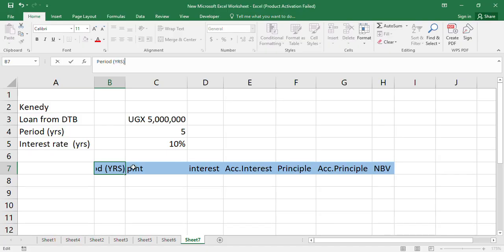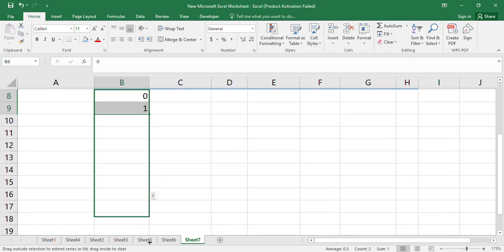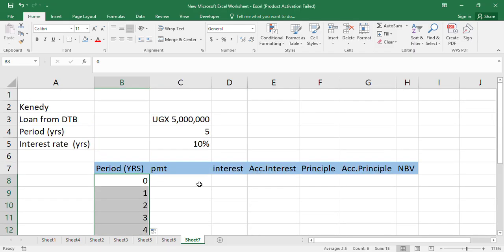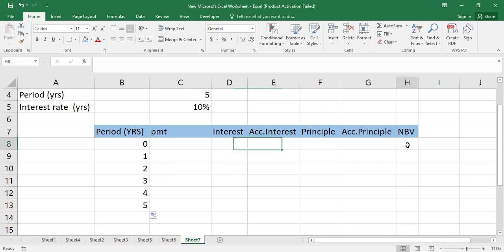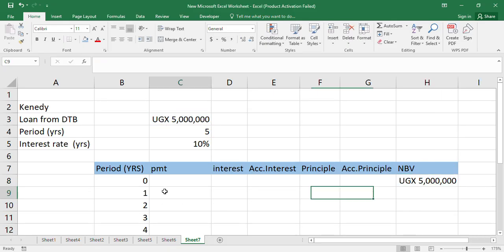Then we shall have the period from 0, 1 to the 5 years we are having. At the same time, we shall have the net book value equal to the current loan value. Remember, at 0 years we only have the net book value. We're not calculating all these other parts.